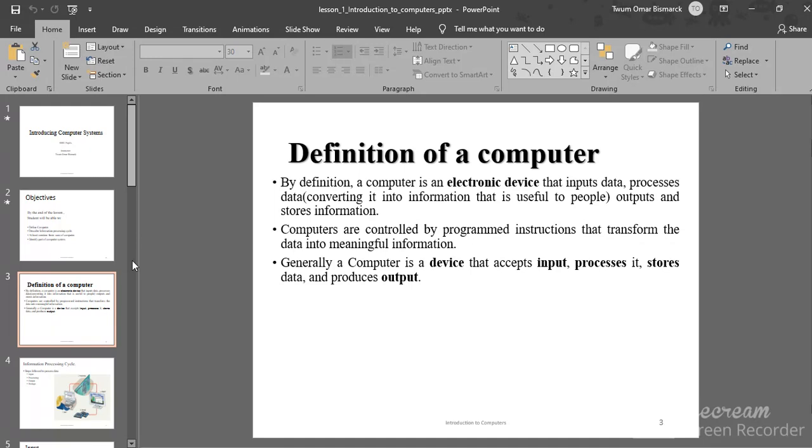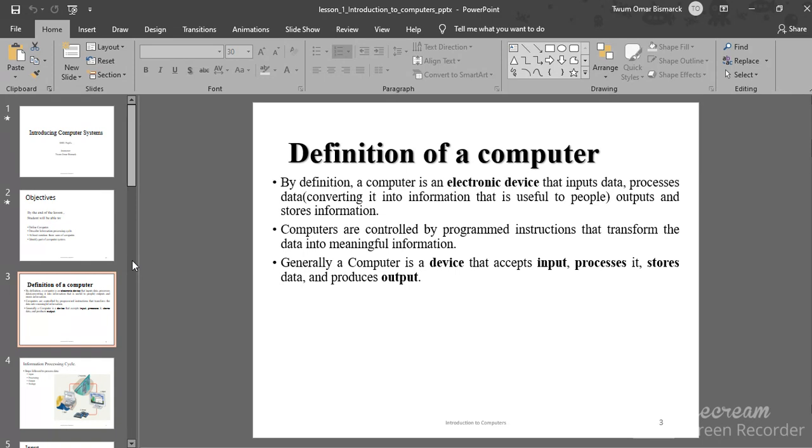In other words, we will say a computer is an electronic device that accepts input, processes that input into information, outputs that information, and stores that information. What it means is the computer accepts input from the user, and that input that the user inserts into the computer can be raw facts and figures about someone or an organization.